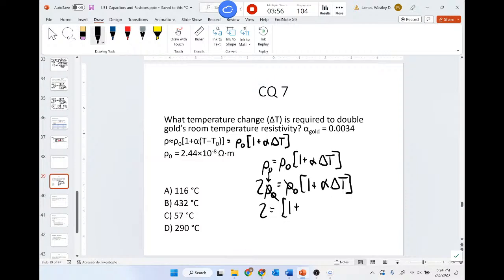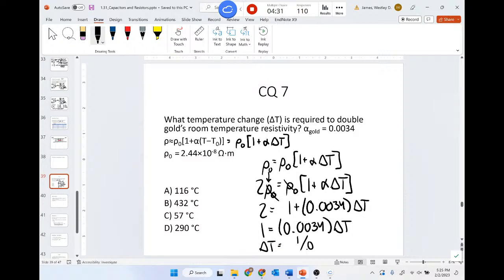At this point, if you want to start plugging in numbers, go for it. We could leave it in terms of variables. I'm just going to opt to put in the numbers just to make it easier to follow what I'm doing. 0.0034 times delta T. I just have to solve for delta T. I doubled the variable I wanted to, which was my final one. Algebra here gets pretty nice. I subtract over the 1. 2 minus 1 is 1. So 1 equals 0.0034 times delta T. Delta T will be 1 over 0.0034.